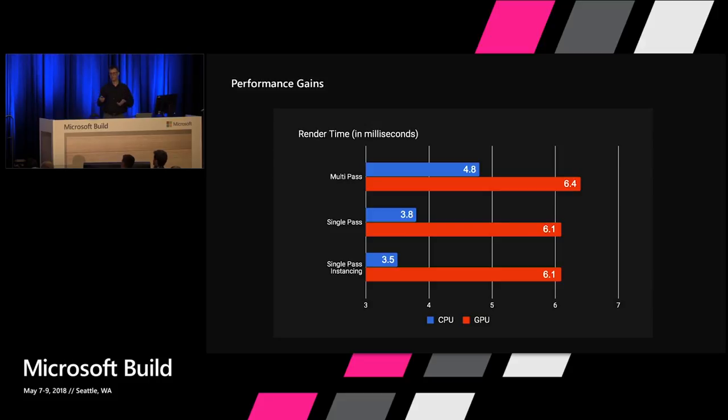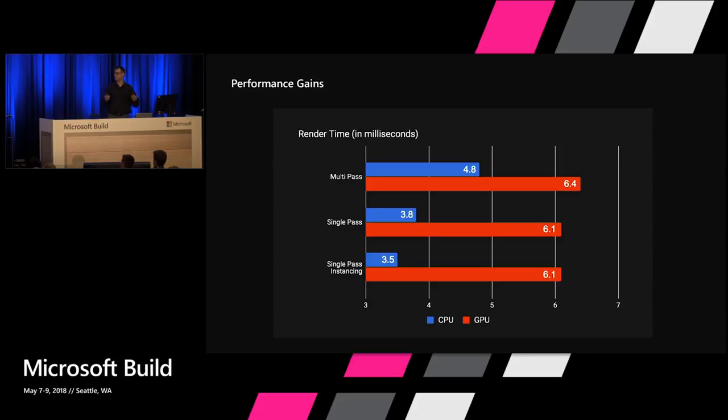So this is an idea of what some of the performance differences are. You can see that most of the performance gains are in the CPU, not on the GPU. The graphics processor is already working at full efficiency regardless of how we do it. We find that a lot of mixed reality apps end up being CPU bound, so this is a huge performance gain for them.